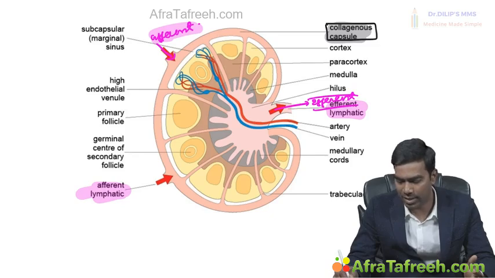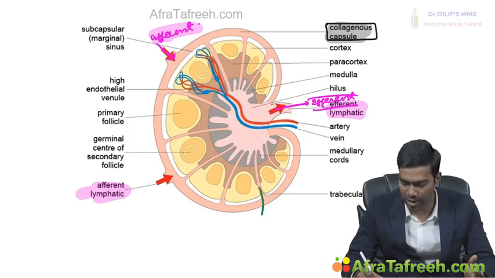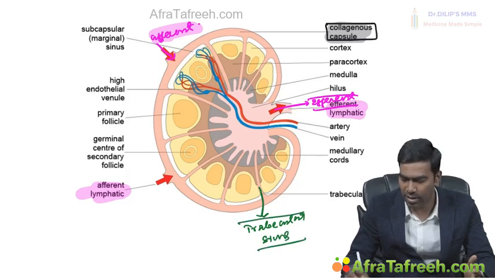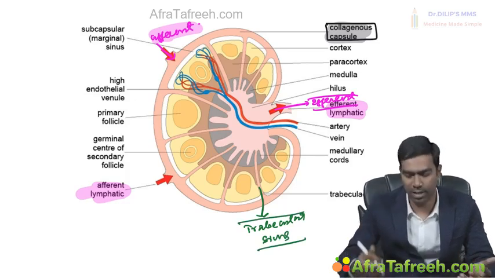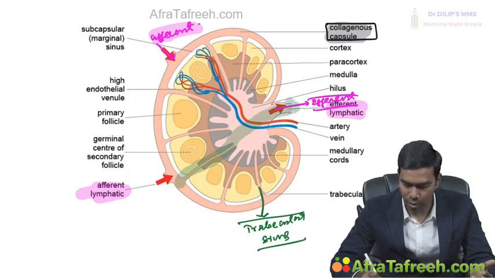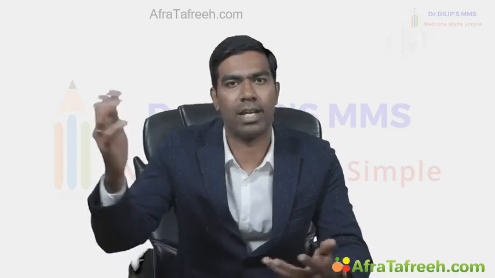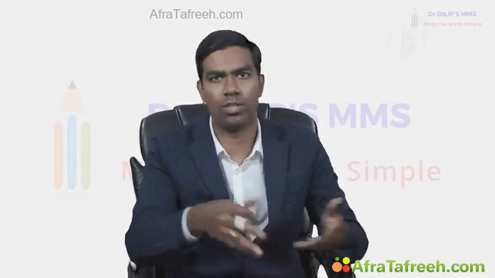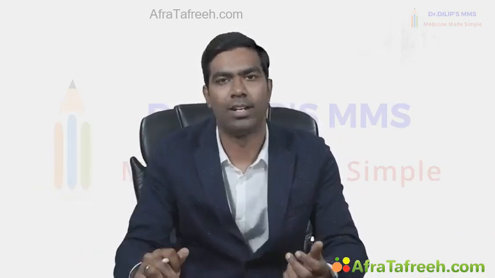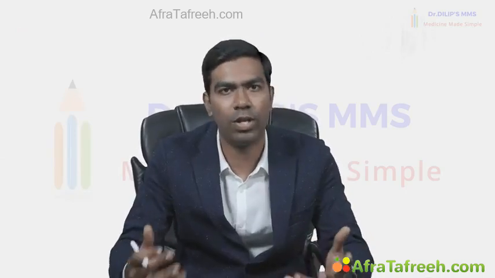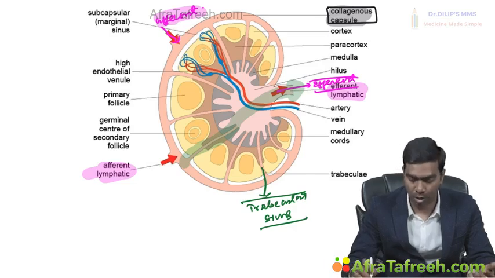You can see the capsule itself forms something called a trabecular sinus. These are called trabeculae or trabecular sinus. This is the one that takes the lymph from the cortex, runs through the medulla and pushes it into the medullary sinus so that it can go out through the efferent lymphatic. The lymph flow is maintained by the trabecular sinus only. That again is a very important point.